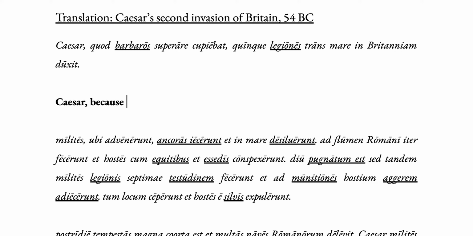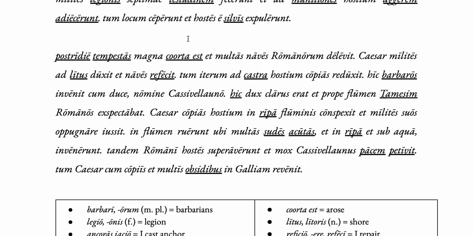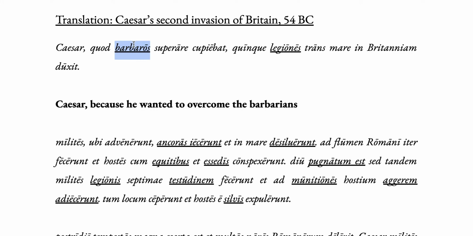So quod means because. Now the main verb is cupiebat, and it's third person singular, and there's no third person singular nominative noun here. So the subject has to be Caesar, because he wanted, or literally was wanting, imperfect tense, superare barbaros, to overcome the barbarians, the foreigners. And that's accusative because it's the object of superare. What did he do? And then the main verb is duxit.